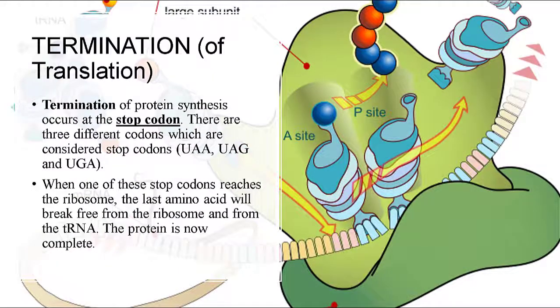Termination of translation. Termination of protein synthesis occurs at the stop codon. There are three different codons which are considered stop codons. This includes UAA, UAG, and UGA. When one of these stop codons reaches the ribosome, the last amino acid will break free from the ribosome and from the transfer RNA. The protein is now complete.